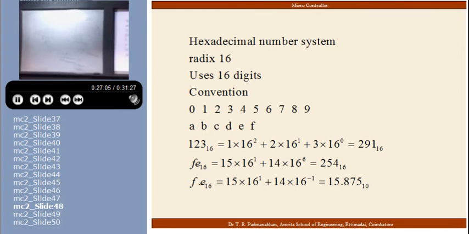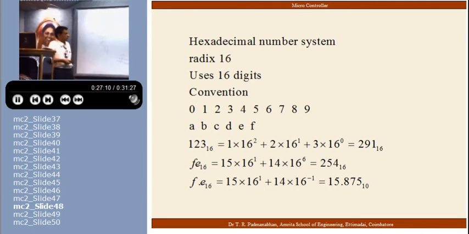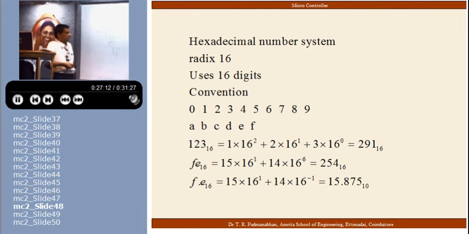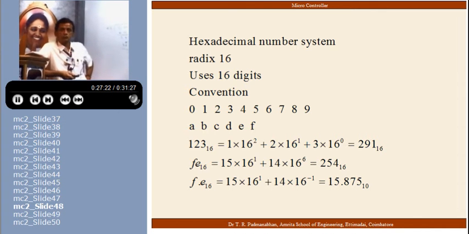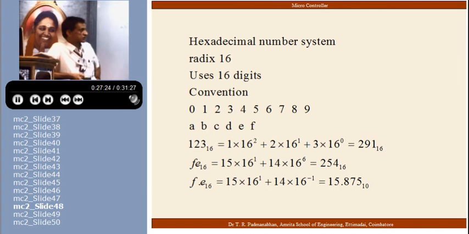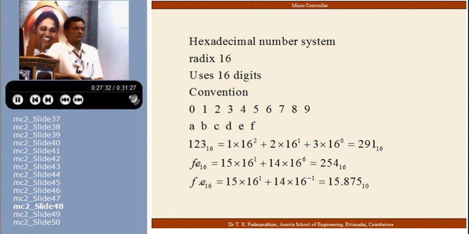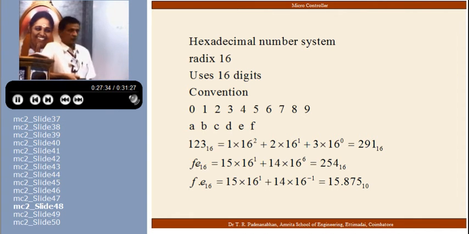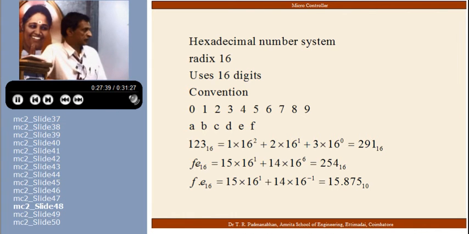A has a weightage of 10. B has a weightage of 11. C has a weightage of 12. D has a weightage of 13. E has a weightage of 14. F has a weightage of 15. So in hexadecimal system, the way we conventionally represent, we use these as the individual digits: 0 up to 9 as we use in decimal system, then A, B, C, D, E, F as the other additional characters. With this representation, we can represent any number in hexadecimal form.